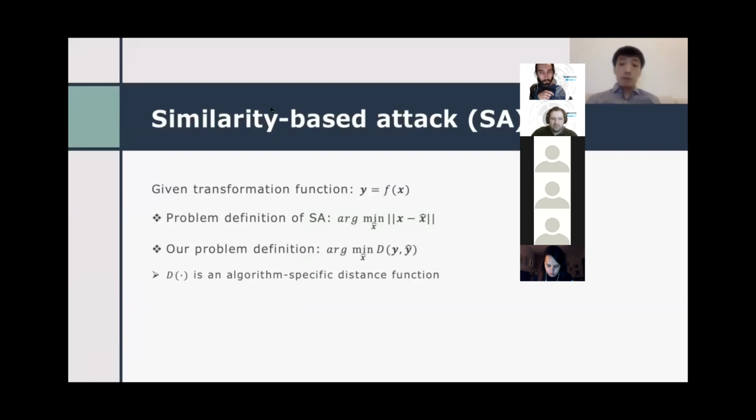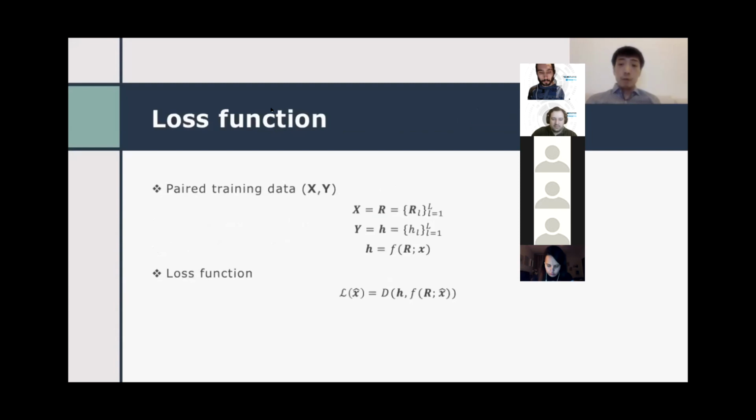The relative distance between Y and Y-hat is to be preserved. The problem can be reformulated to minimize the distance of protected templates. So we define the loss function by the distance of protected templates. Here is an example using the notation of LM hashing.